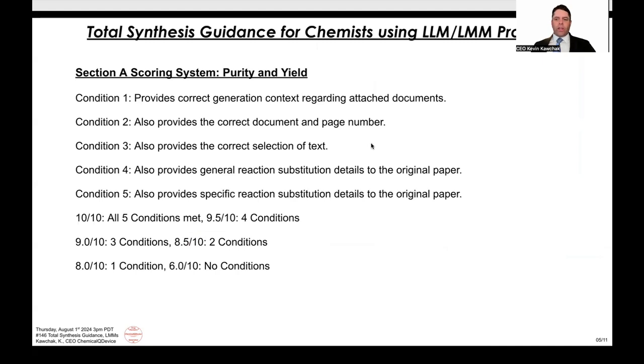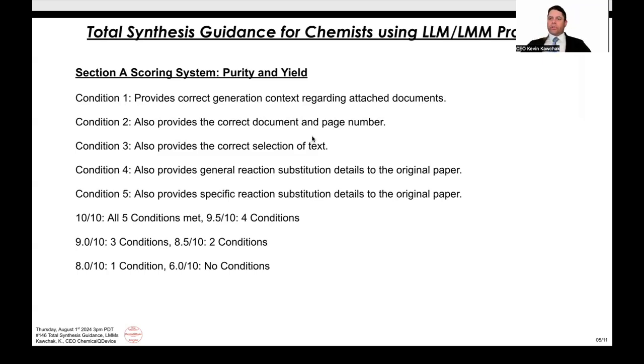And here's the scoring thing. So for section A, and again, this is more focusing on if there's a low yield in a specific reaction. The first condition is that it provides correct generation context regarding attached documents. So the prompt goes in the bubble that you type in, and then you use a paperclip feature with any of these models within the ChatGPT interface. Number 2 also provides the correct document and page number. That was the hardest, except for Scholar GPT. It got 4 of the 6 prompts, and it was able to do that. And condition 3 also provides the correct selection of text. Usually the models did well with this.